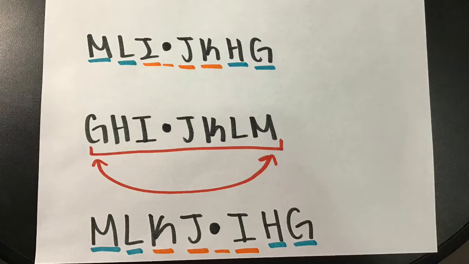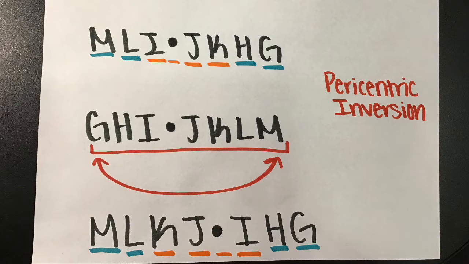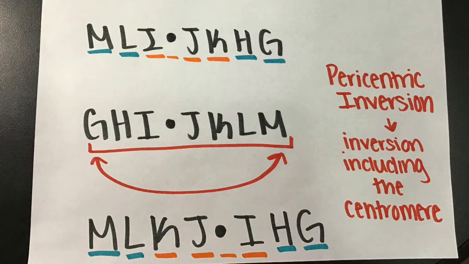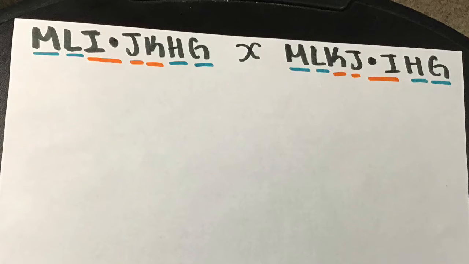When comparing the two chromosomes, we can see that there is a difference. The loci that are similar in both are M, L, G, and H. The genes where the chromosomes are different are I.JK. This is an example of paracentric inversion because the genes that were a part of the inversion also included the centromere. Now we will cross the two chromosomes to create the gametes and determine if they are viable.